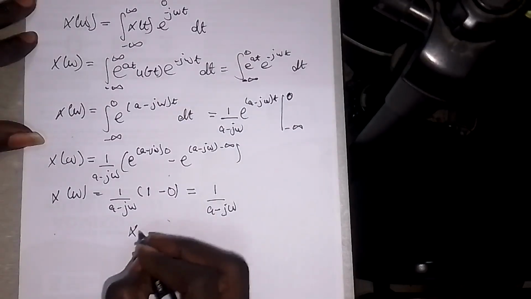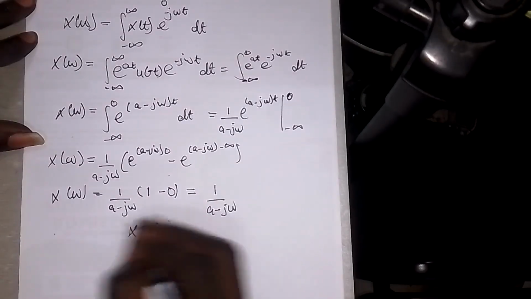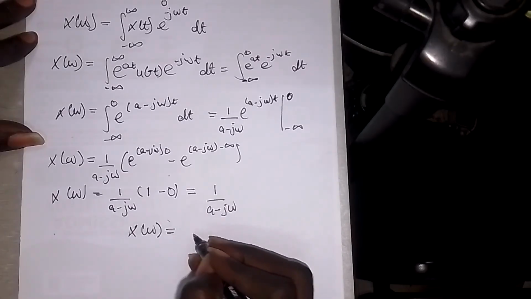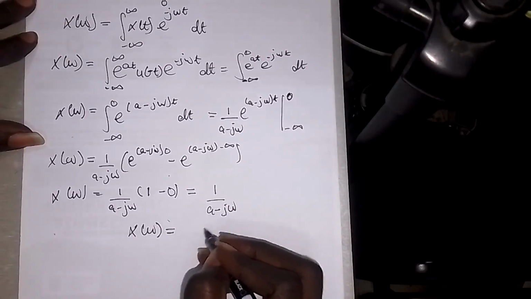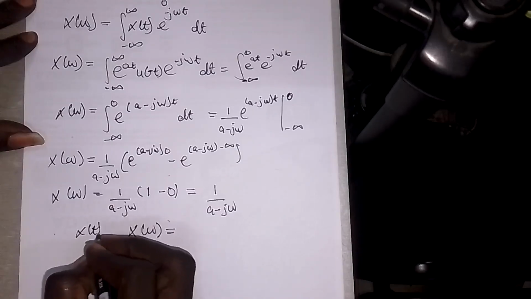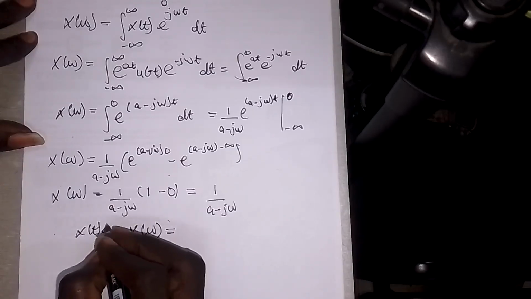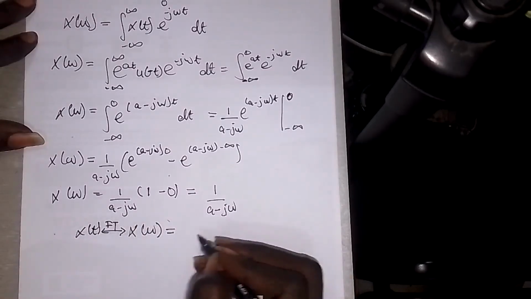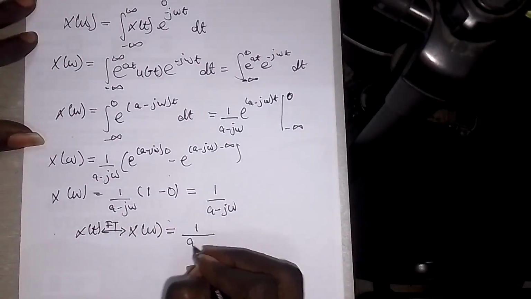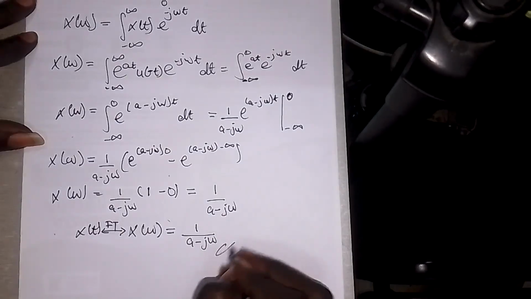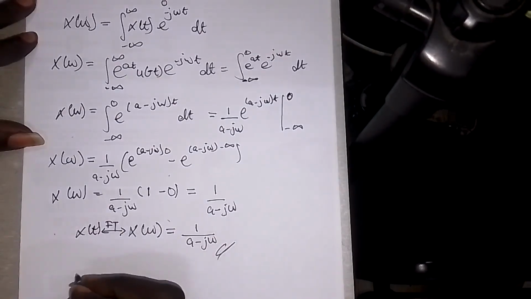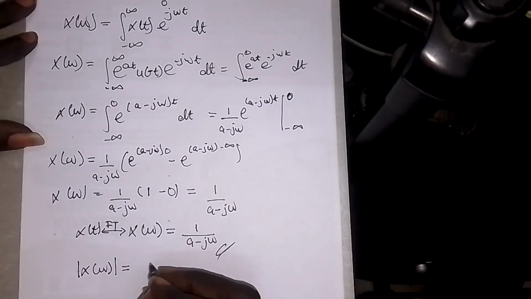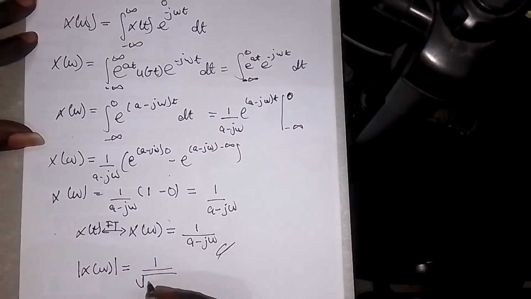So X of omega, the Fourier transform of x of t, is 1 over a minus j omega. And then I can also say that the modulus of the Fourier transform is going to be like this: 1 over the root of a squared plus omega squared.